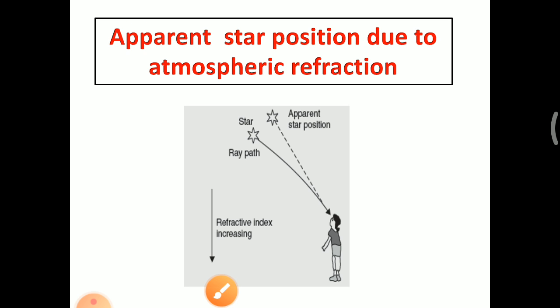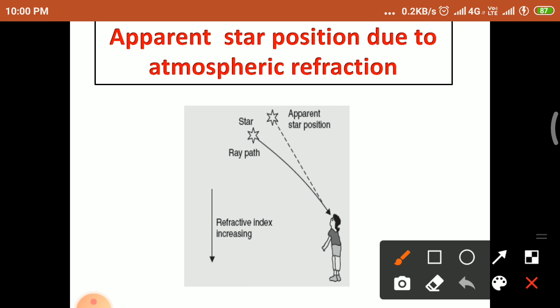The next one, apparent star position due to atmospheric refraction. What is meant by apparent star position? The actual star position is displaced to some distance, that is called the apparent star. So this is the actual star, it is placed here.